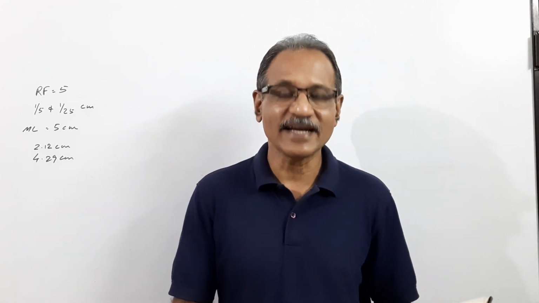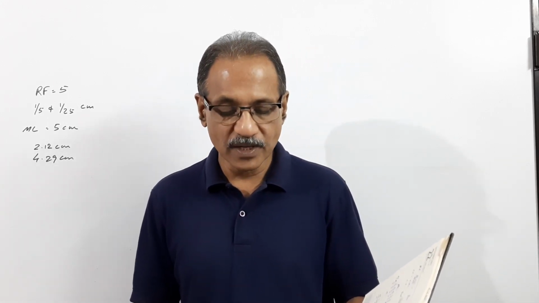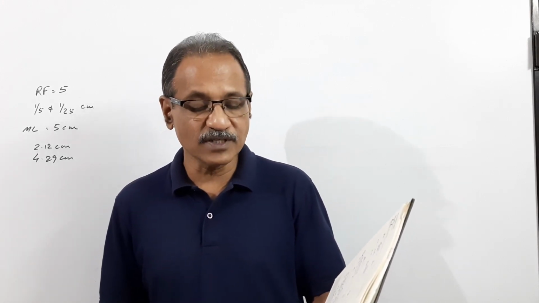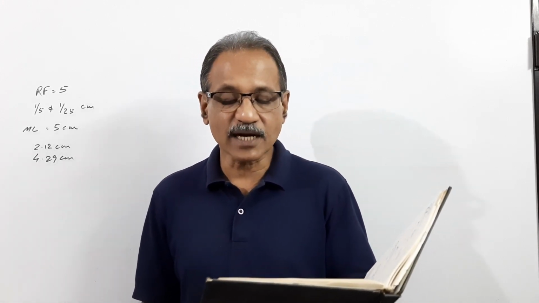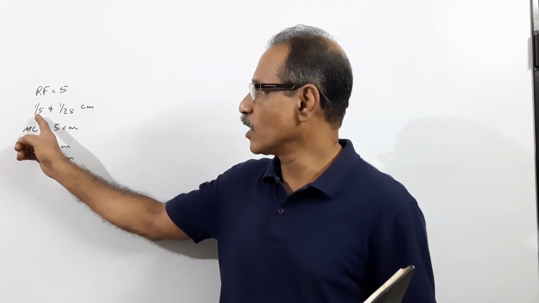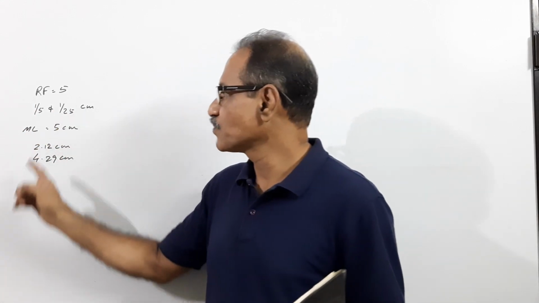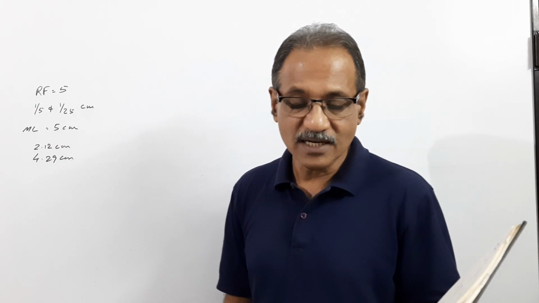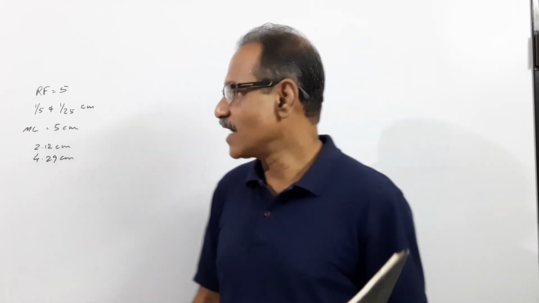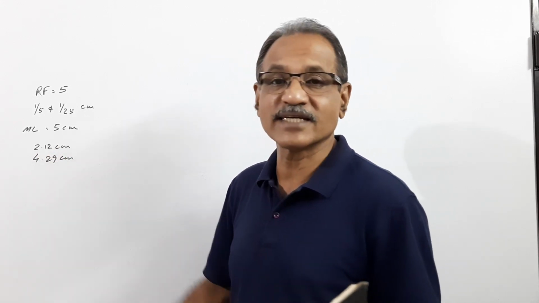The question reads like this: Draw a vernier scale of RF 1 by 5 to read 1 by 5th and 1 by 25th centimeter and to measure up to 5 centimeters. RF is 1 by 5, 1 by 5th and 1 by 25th centimeter are to be measured, and the maximum length to be measured is 5 centimeters. Draw the vernier scale and show 2.14 centimeters on it and 4.29 centimeters on it.